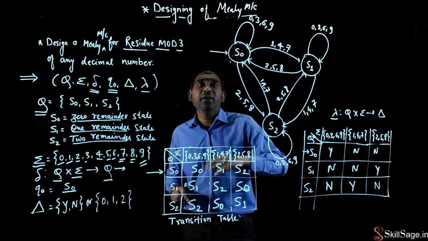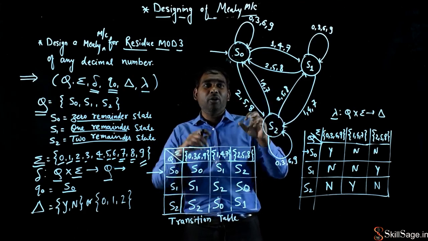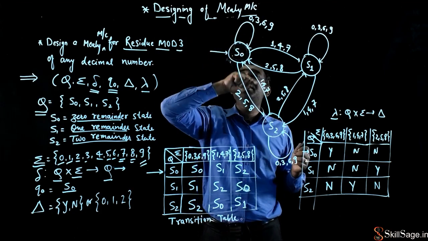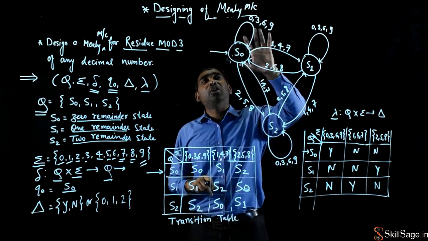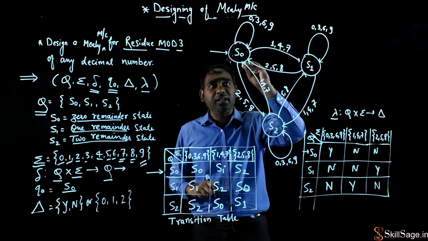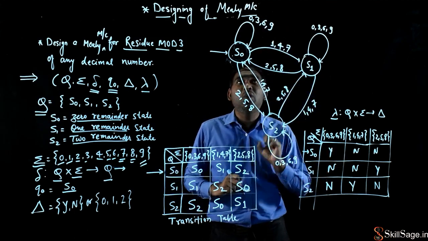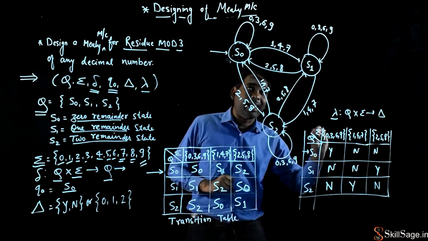So what you do here, all the transitions which are coming towards this S0, how many transitions are there? This is one transition, this is another transition, and this is one more transition. For those transitions which are coming towards S0, for that particular input symbol your output is Y, and for the rest of the input symbols your output is N.